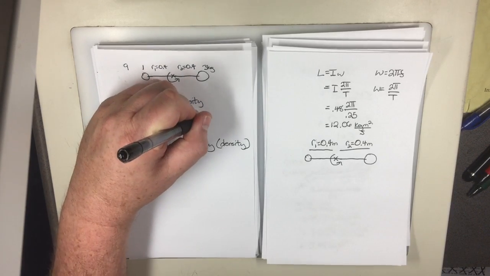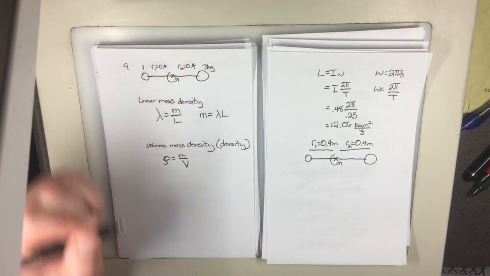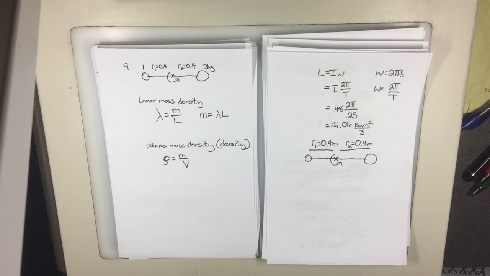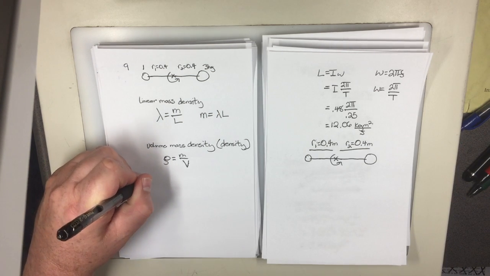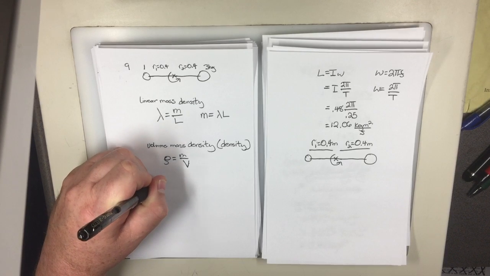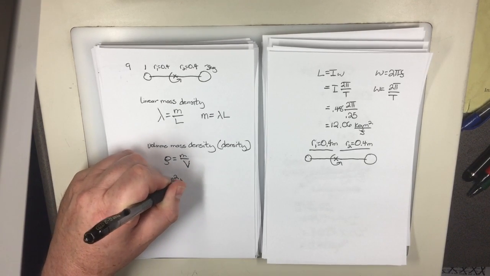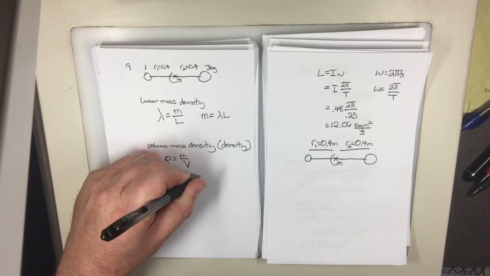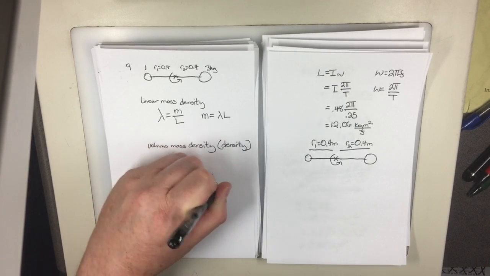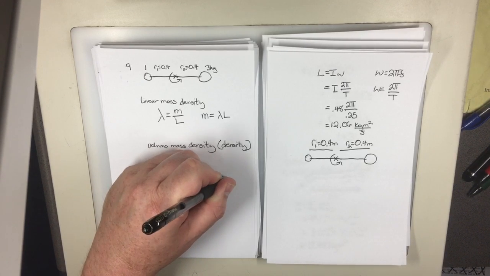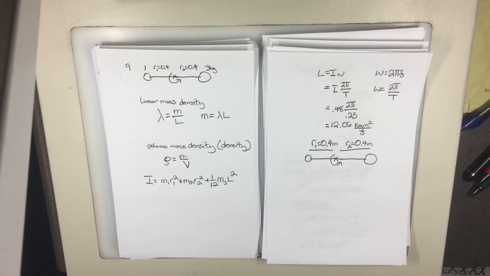So the mass of this object is lambda L, which are both given. L is 0.8, lambda is whatever I tell you to do. And then for 9, the moment of inertia becomes m1 r1 squared plus m2 r2 squared plus 1/12 mass of the stick L squared. And so you've got a new moment of inertia, and then you just run it like you do 7 and 8.